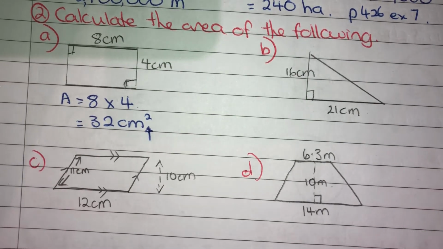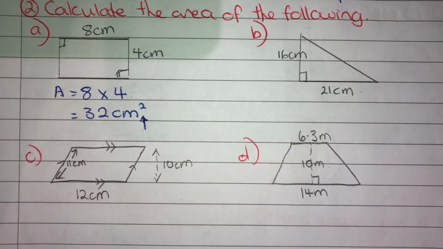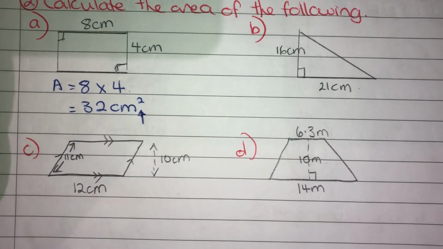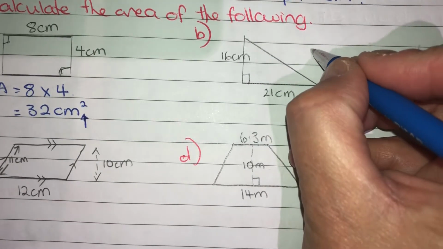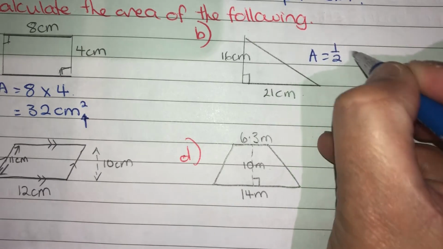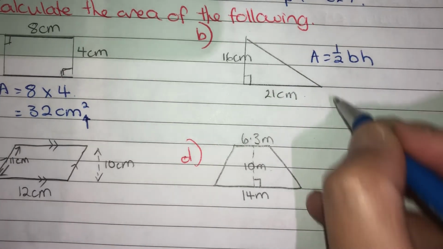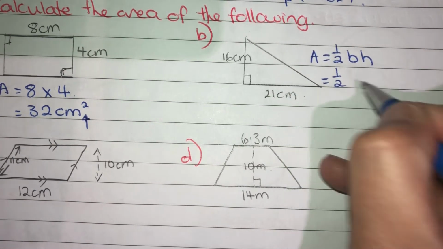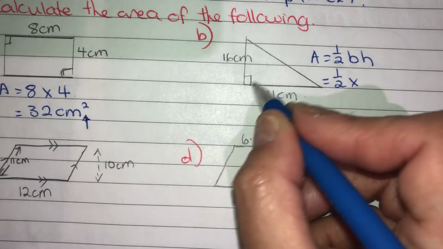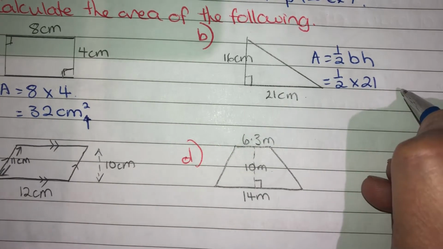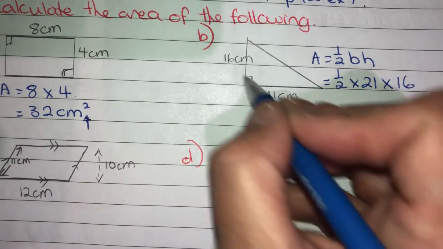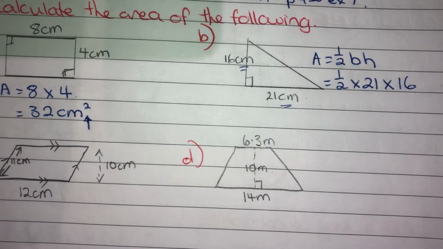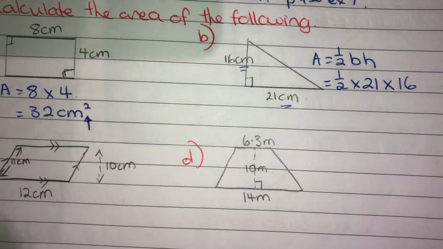Okay, if you're looking up your sheet, or you just remember the area, I'm just going to move my box a bit. The area of a triangle is half base times height. So we're going to go half times base, which is 21, multiplied by the height, which is 16. And you want to check these are in the same units, because if they weren't, you'd have to change them so they were.